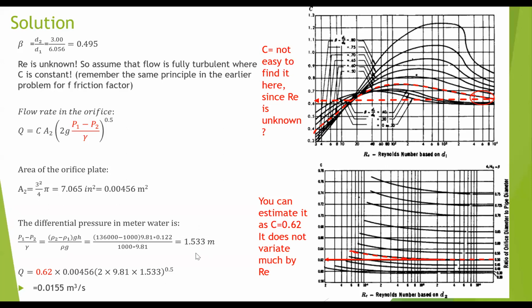1.533 meters is the pressure head. And if you use this pressure head in the equation here, and we estimated that the C value is equal to 0.62, then you can calculate that the flow rate of this pipe is around 15.5 liters per second.